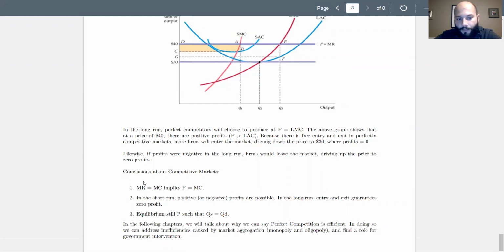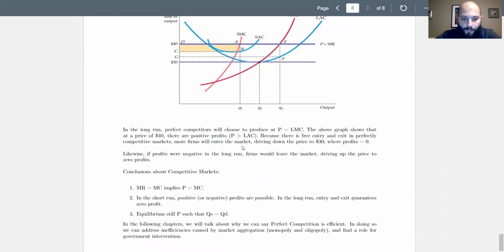So our conclusions about competitive markets: we use MR equals MC in order to find our profit max point, both in the short run and the long run. That implies price equals marginal cost is our rule for the perfect competitor. In the short run, it's possible to have positive or negative profits, but in the long run, entry and exit guarantees zero profit. So that's what we were just doing with this graph.